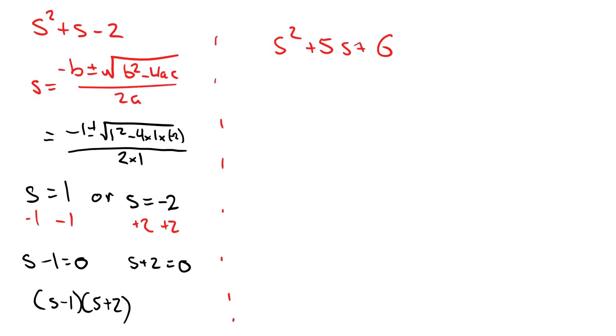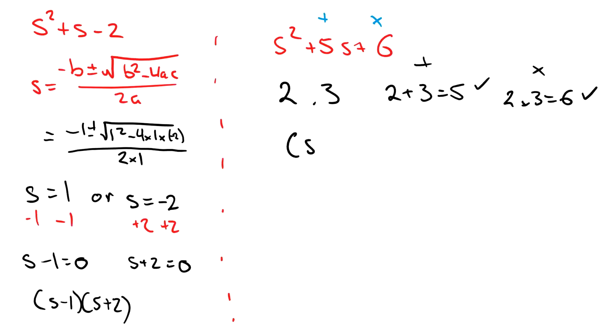Alright, we're going to do the product sum method. So we need two numbers that multiply to give 6, but add to give 5. So in this case, my two numbers could be 2 and 3. I want to test them, so 2 plus 3 equals 5. So that's good, that matches my plus term. And then for my times term, 2 times 3 equals 6. So both of them are correct. So my s plus 2, s plus 3 is my denominator factorization.